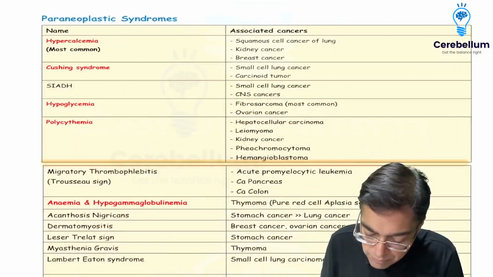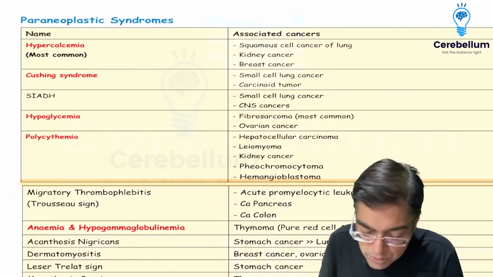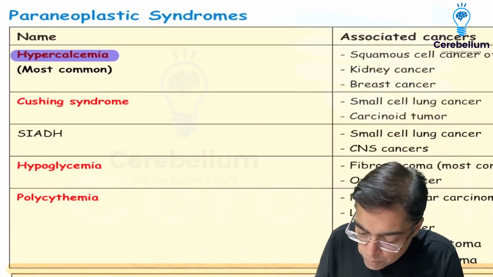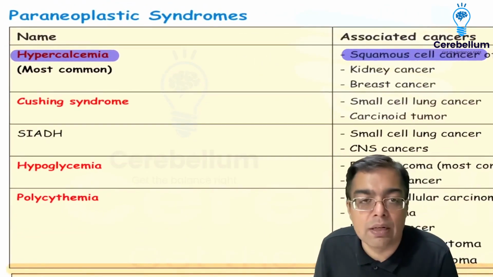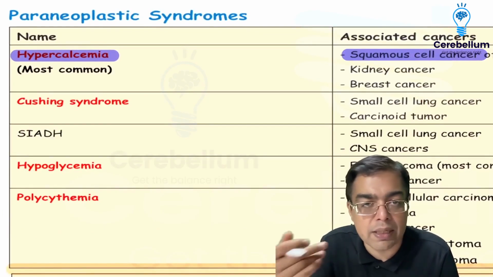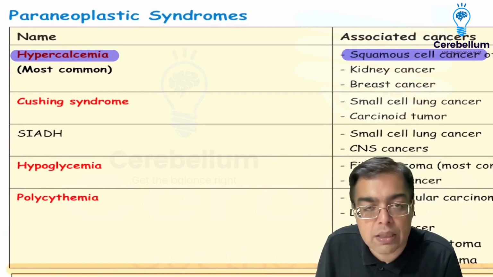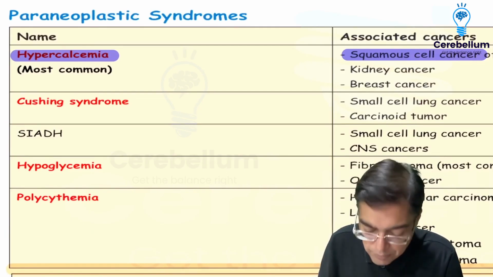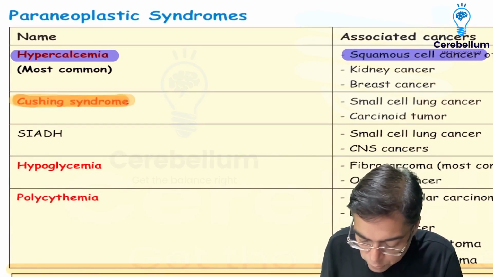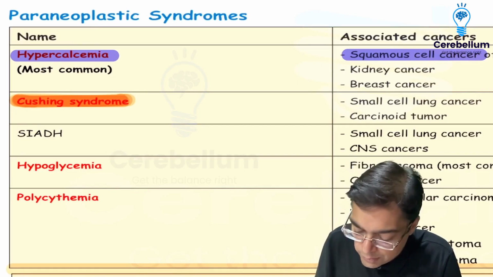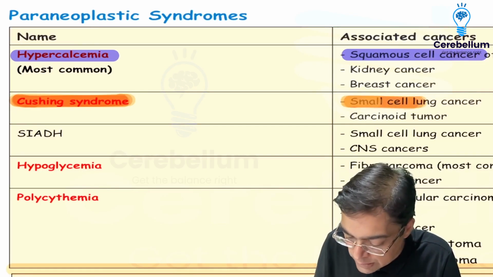Winding up our discussion by making a quick reference to the paraneoplastic syndromes, in which hypercalcemia is the commonest paraneoplastic syndrome, most commonly associated with squamous cell carcinoma of the lung. It may be associated with breast cancer and kidney cancer patients also. However, the commonest one remains the squamous cell carcinoma associated with lung. Cushing syndrome can also be seen in a patient having lung cancer. But which type of lung cancer? It could be seen in a patient suffering from small cell lung cancer.